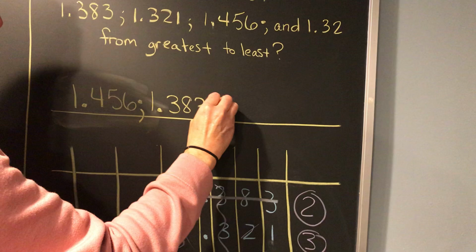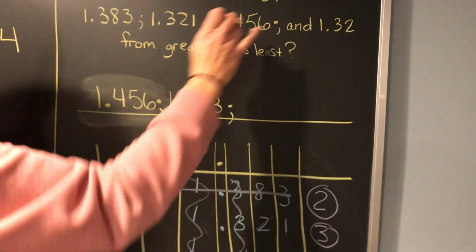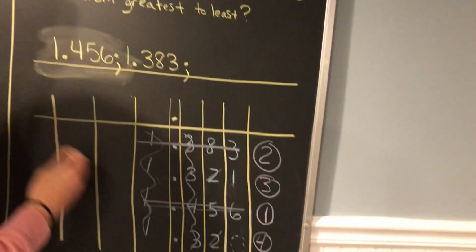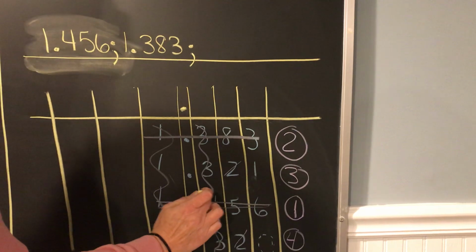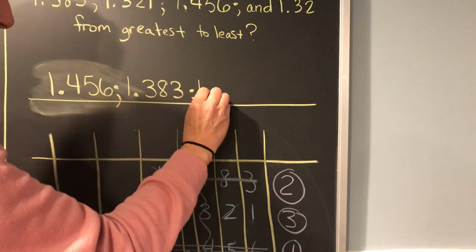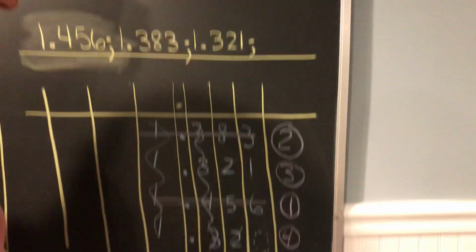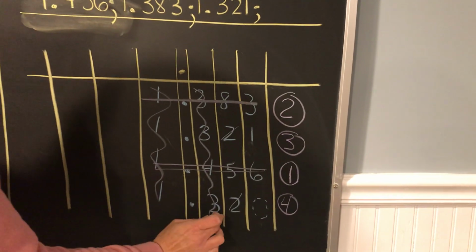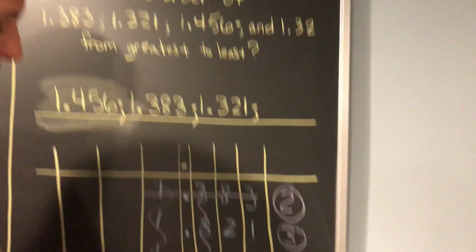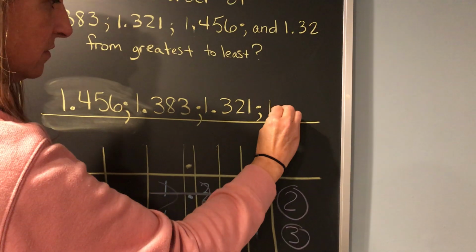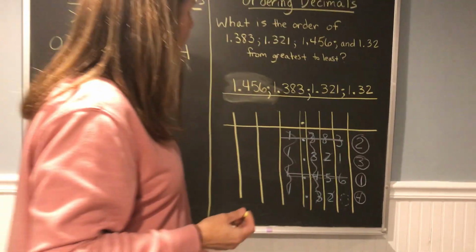If you've scribbled all over yours like I have with my thinking, you can always look back up at the top for the correct numbers. Number 3, 1 and 321 thousandths. And our very last one, we're not going to write 1 and 320 thousandths. We're just going to write the original number, which is 1 and 32 hundredths. And you're done. And that's it.